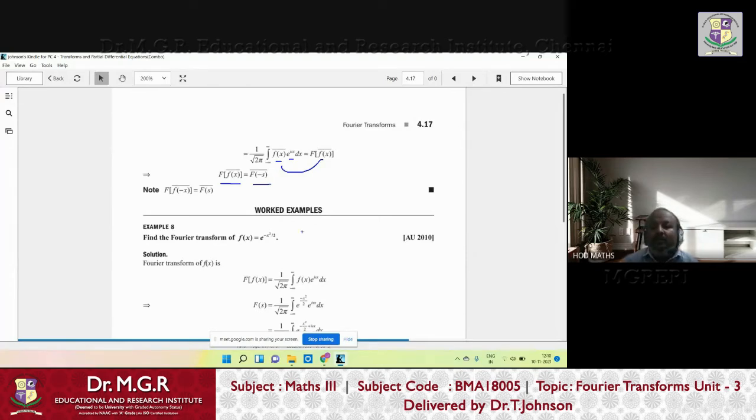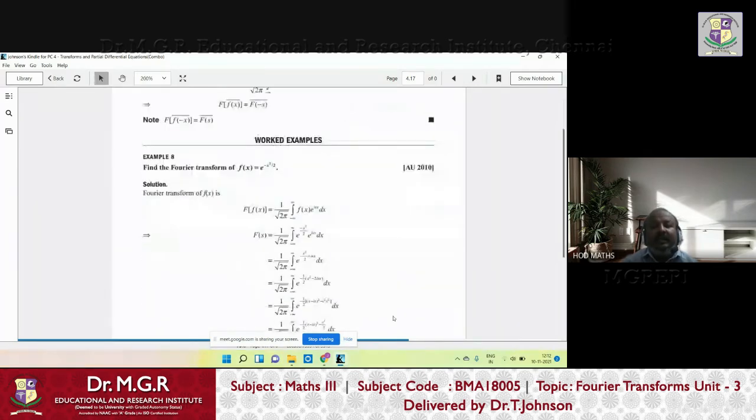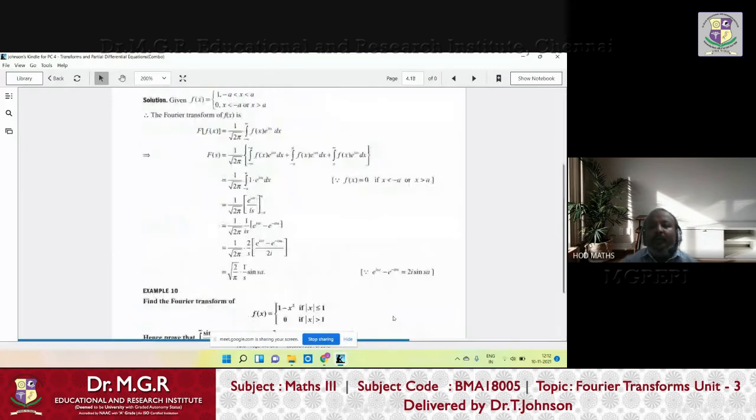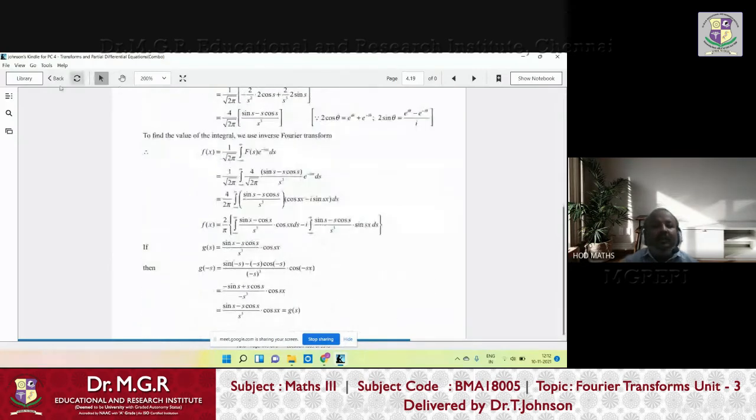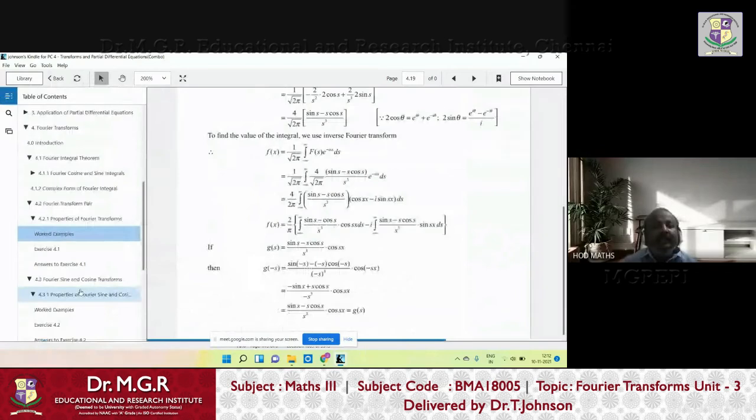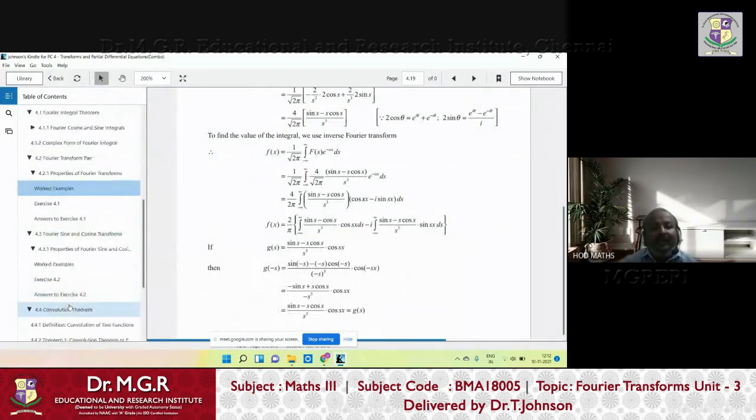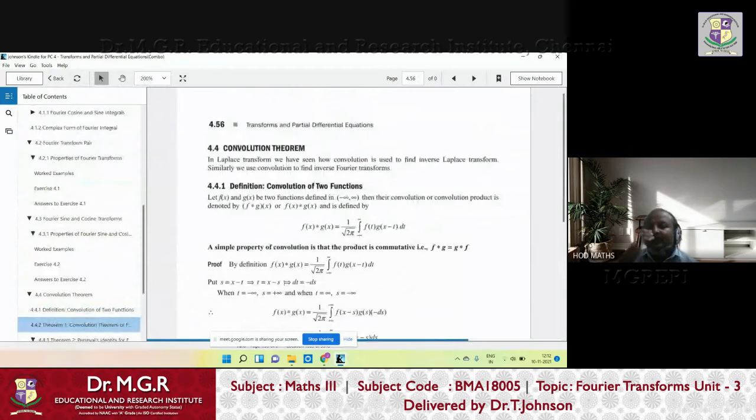Okay, so for the next 10 to 15 minutes, I will teach you the remaining two properties, that is the convolution theorem and Parseval's identity. With that, all the properties will be over, and from the next class onwards, that is tomorrow's class, I will do one or two problems based on the convolution theorem and Parseval's theorem. With that, that unit will be over, and that gives you some idea about the three units, that is partial differential equations, Fourier series, and Fourier transform.